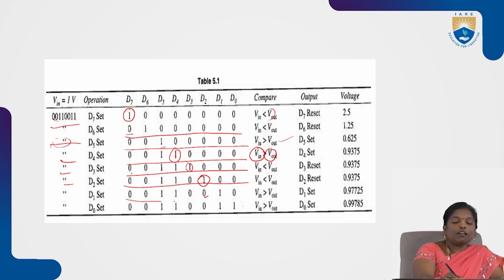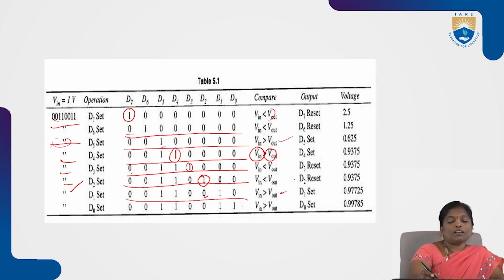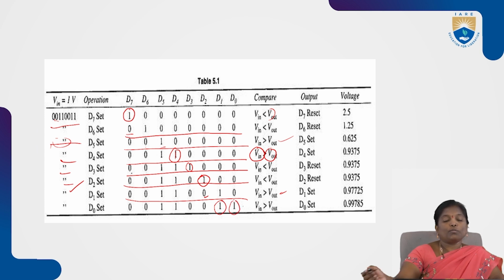So for the next clock pulse D1 is 1. Now compare this output with the input. In this case, the input voltage is greater than that of output voltage. So, again, keep the D1 bit as it is. And again, for the next clock pulse, D0 bit is set to 1.